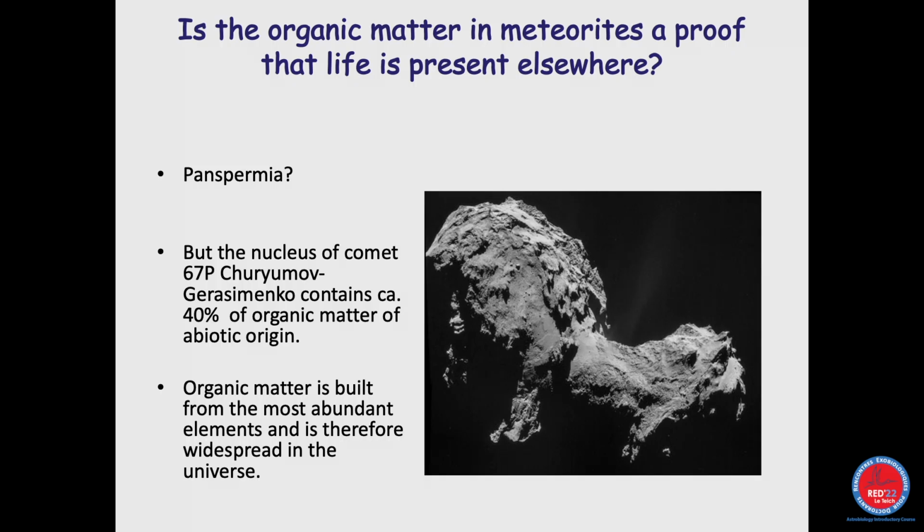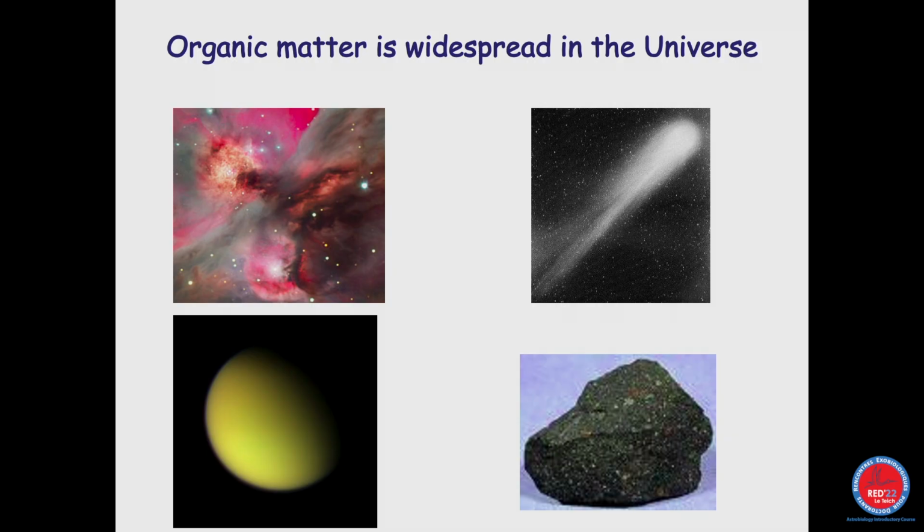But now we know that it is not true. The analysis of the comet Churyumov-Gerasimenko made by Rosetta indicated that this comet is made of about 40% of organic matter, and this matter is of abiotic origin. This confirms the idea that organic matter is widespread in the universe, and this is the case in molecular clouds, through processes that have been developed by Nigel Mason, in comets, and also in the atmosphere of Titan, the satellite of Saturn, which has an atmosphere of methane and nitrogen, and also in meteorites.